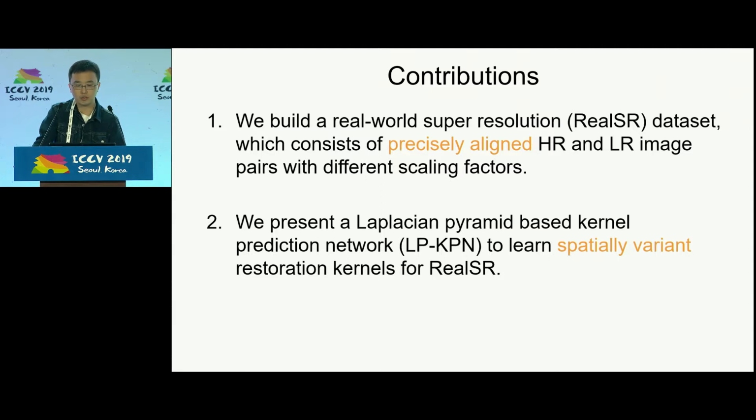In this work, we have two contributions. First, we build a real-world super resolution dataset, which consists of precisely aligned HR and LR image pairs with different scaling factors. Second, we present a Laplacian pyramid-based kernel prediction network to learn spatially variant restoration kernels for real SR.